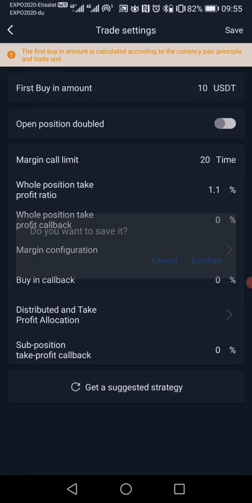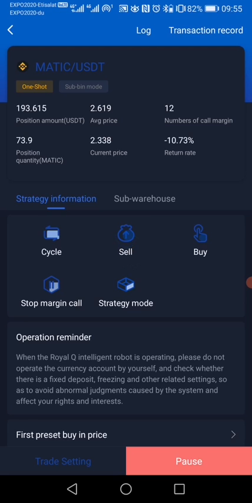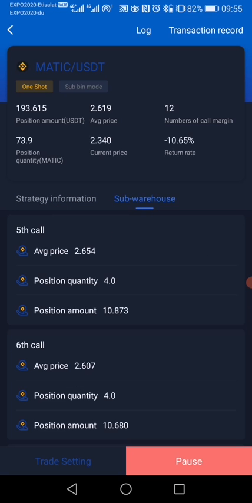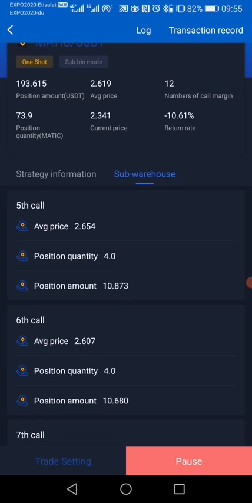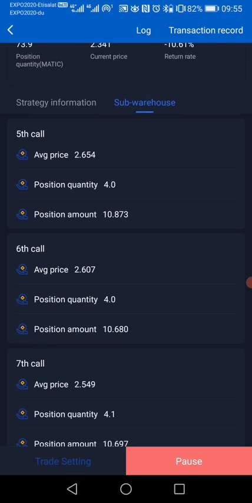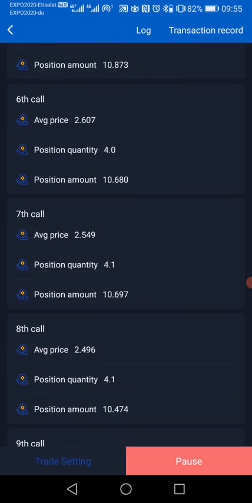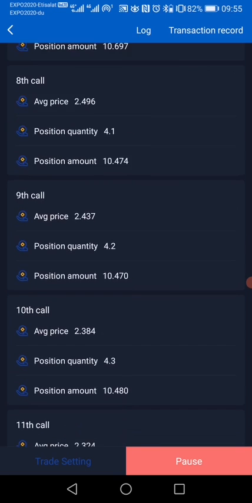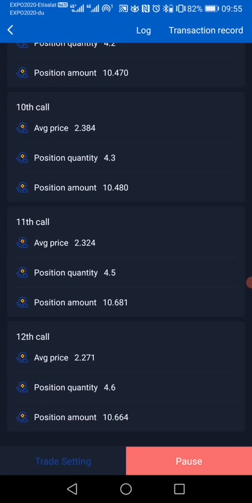Then if you go to the sub warehouse, this is where you see the details of the 5th position down to the 20th position that I specified. As we speak now, this robot has made 12 margin calls in this trade. So if you scroll down this sub warehouse, you will see the 5th, the 6th, the 7th, the 8th, the 9th, the 10th, 11th, the 12th. So it is at the 12th margin call as we speak now.